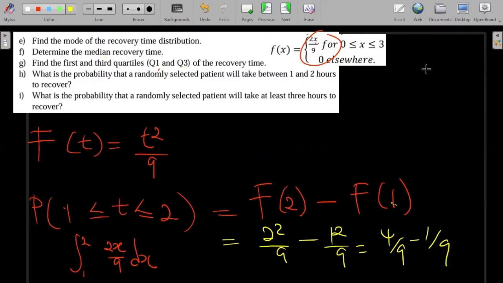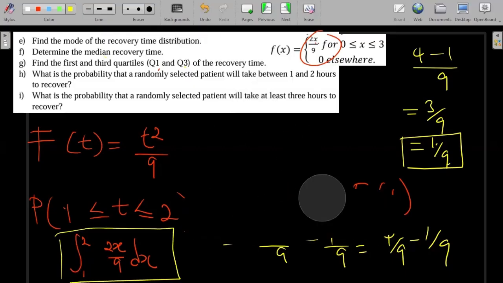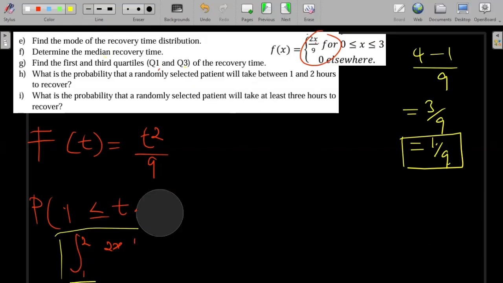So we can say 4 minus 1 over 9. So that would be 3 over 9, which will just be 1 over 9. So the probability that the time will take between 1 and 2 hours will just be 1 over 9. So even if you use the integral here, you're still going to find the same answer. So let's try. We see if it will be correct.